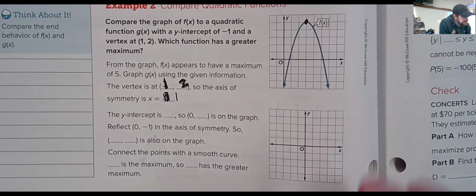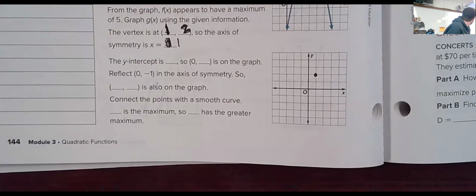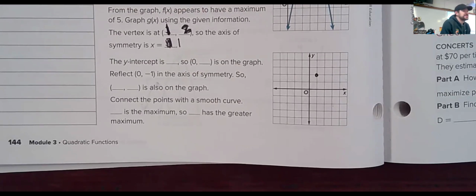All right, 1, 2. So we're just going to graph this function down here. Sorry, 1, 2. That's the middle of our graph there. I mean, we already have the answer. We know which one goes higher. But let's just go ahead and get this on here anyway.